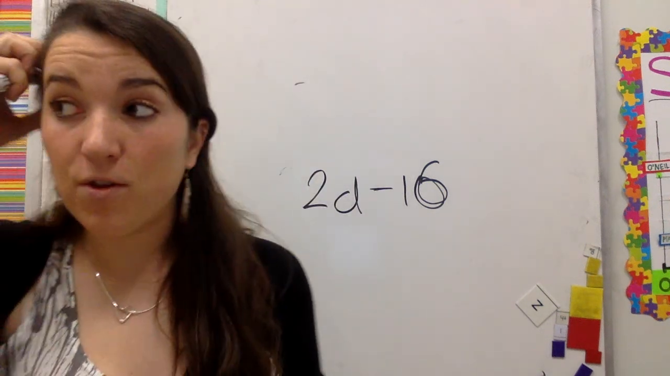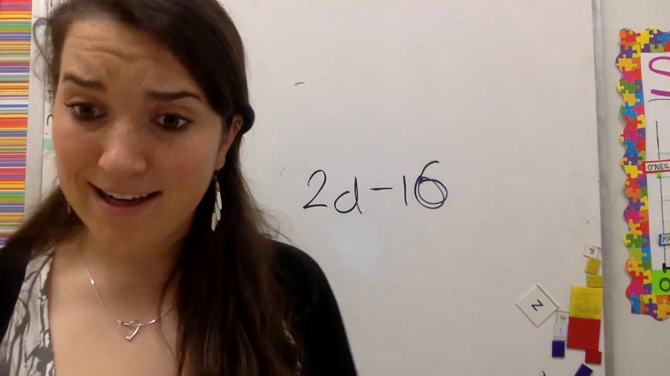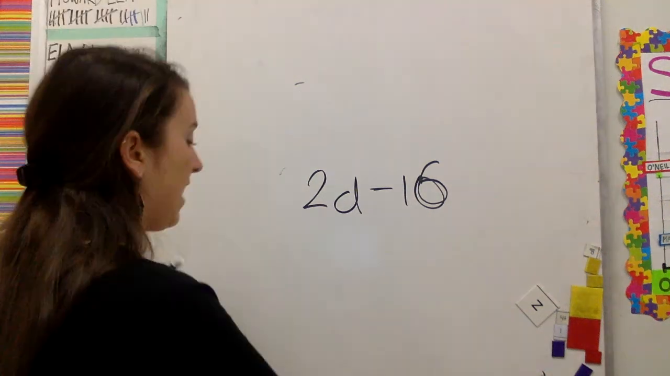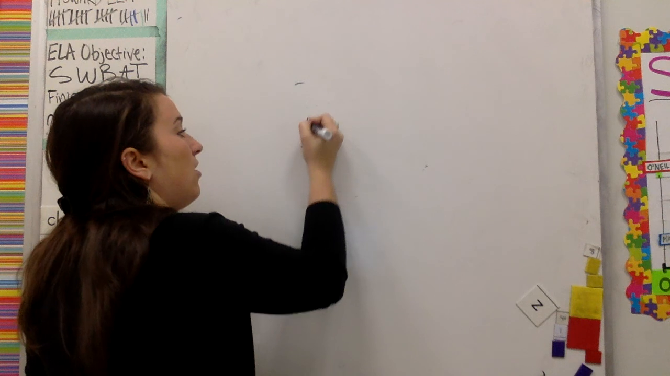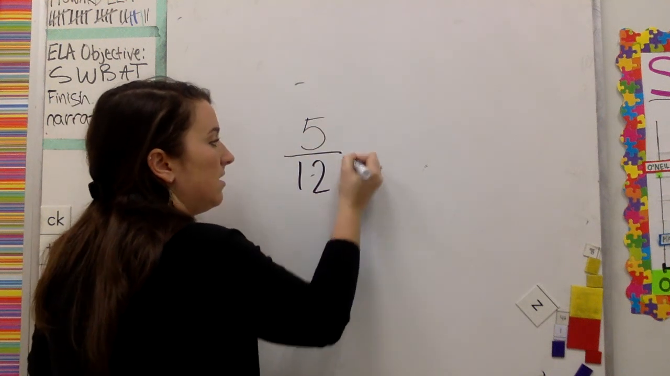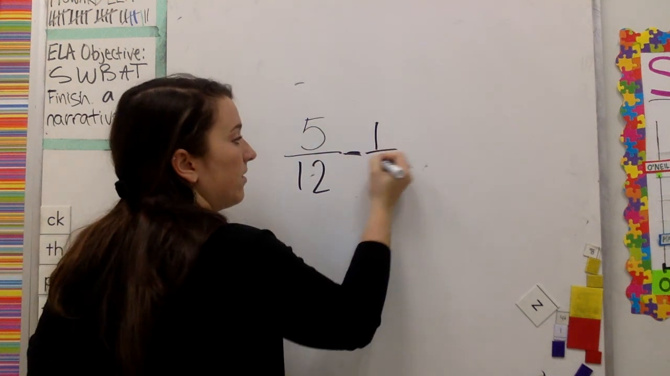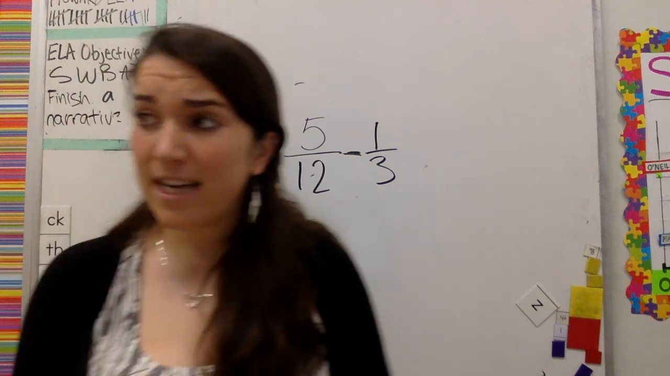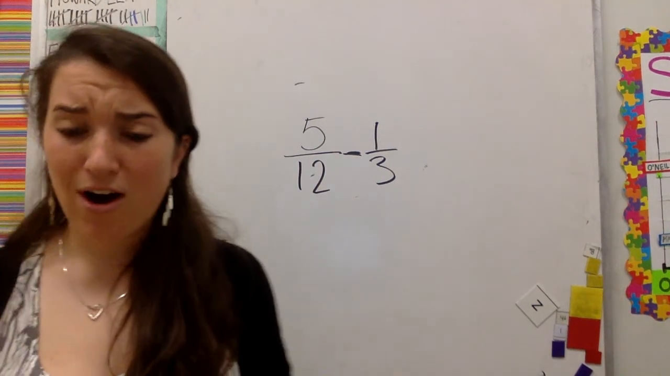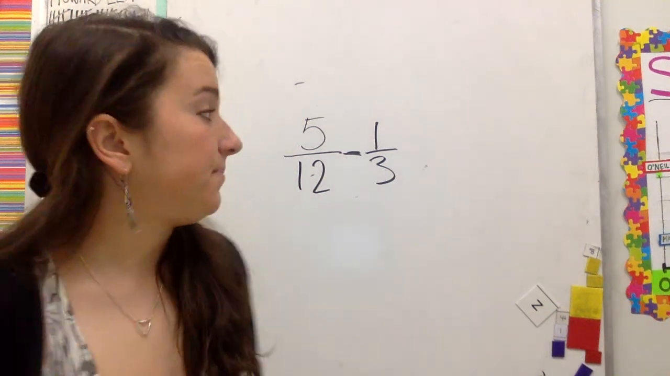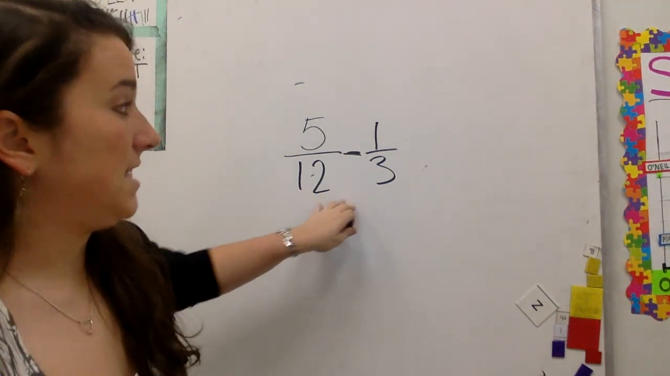I do want to go over the one review question for adding and subtracting fractions because I know we all had a lot of trouble on it yesterday. So the one I want to go over is 5 over 12 minus 1 over 3. So the first thing I need to do is convert all numbers to fractions. But in this problem, both my numbers are already fractions. So now I need to find the least common denominator.